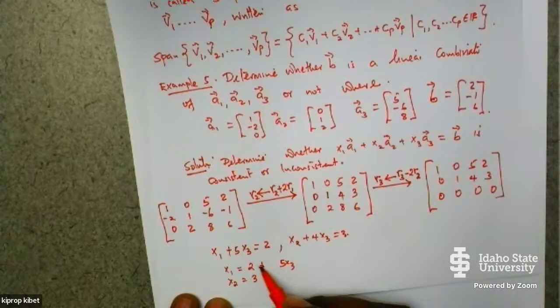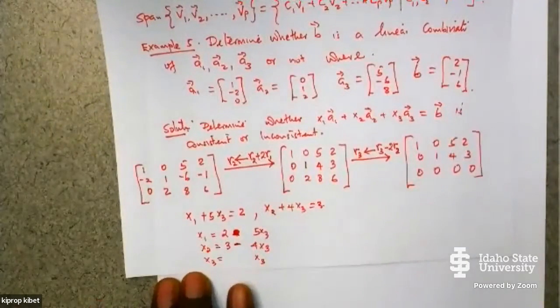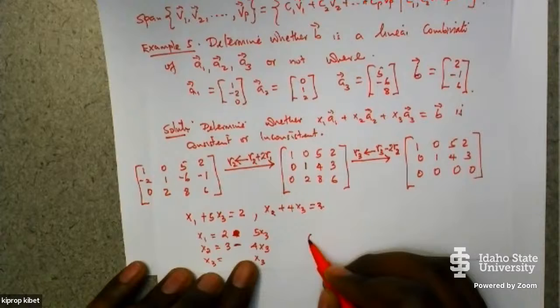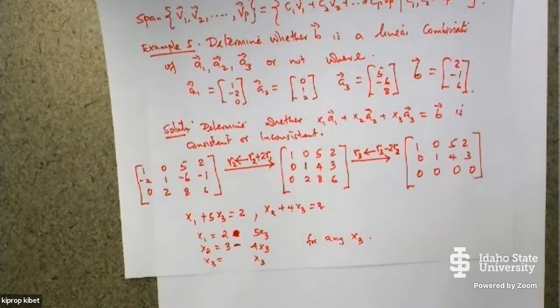Is it plus or minus? This is actually minus. Minus 4x3. And then our x3 is what? Our free variable. So in this case, for any x3, you can put any value of x3, so you will get the solutions of x1, x2, and x3.